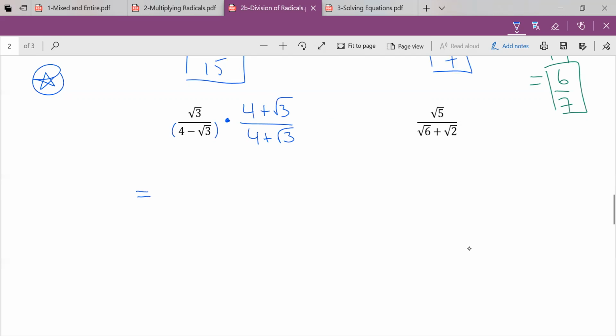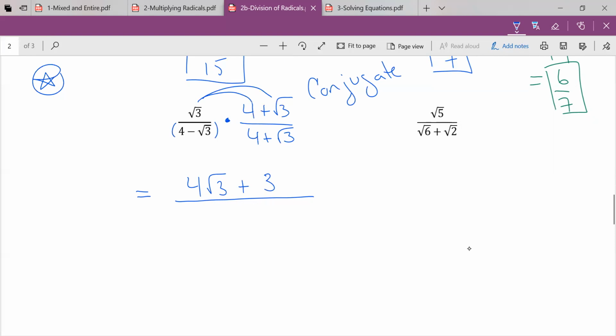Why? Because what did the conjugate do for us? It got rid of all of our radicals. That's why it was so important. So again, that's called a conjugate, where everything is the same, but the sign in between is flipped. Okay, now all we do is multiply, friends. So we distribute like this. So it'll be 4 root 3 plus root 3 times root 3 is root 9, which is 3.